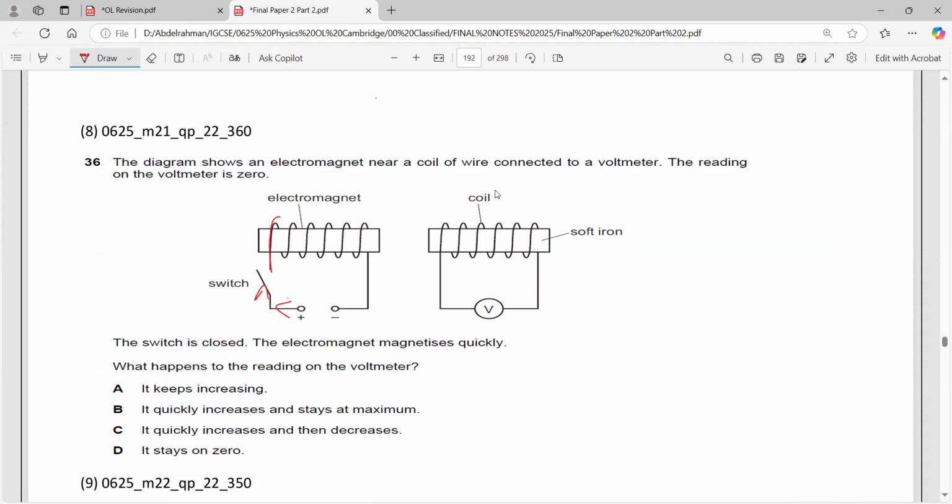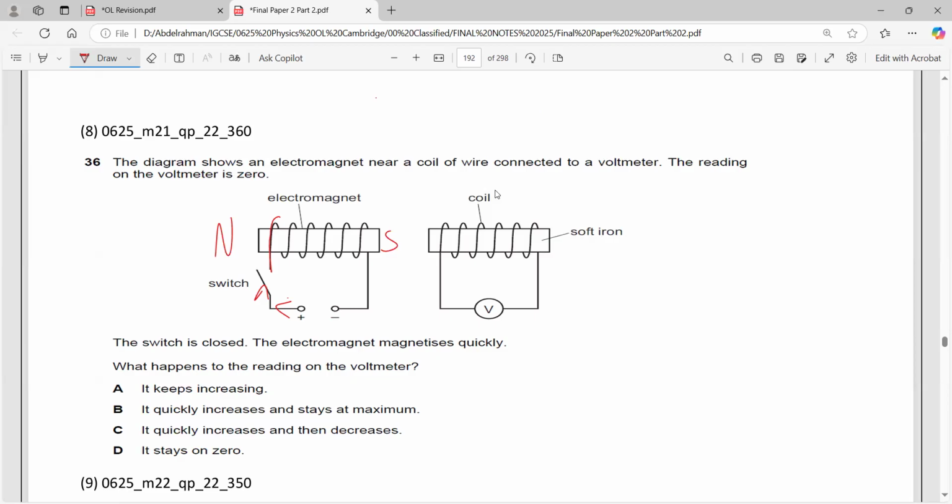So if you use your right hand rule grip, then the thumb is pointing towards the left, and therefore the left part would be a north pole, and the right part would be a south pole. I know this is not the question. He does not care about which direction the magnetic field is for this question.